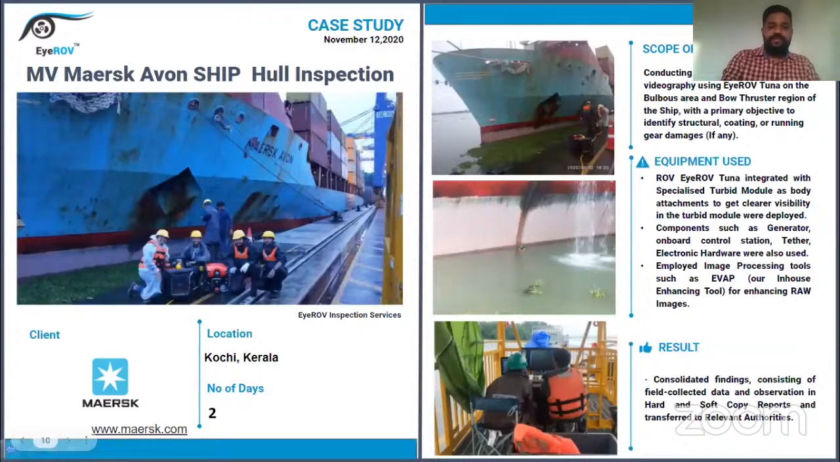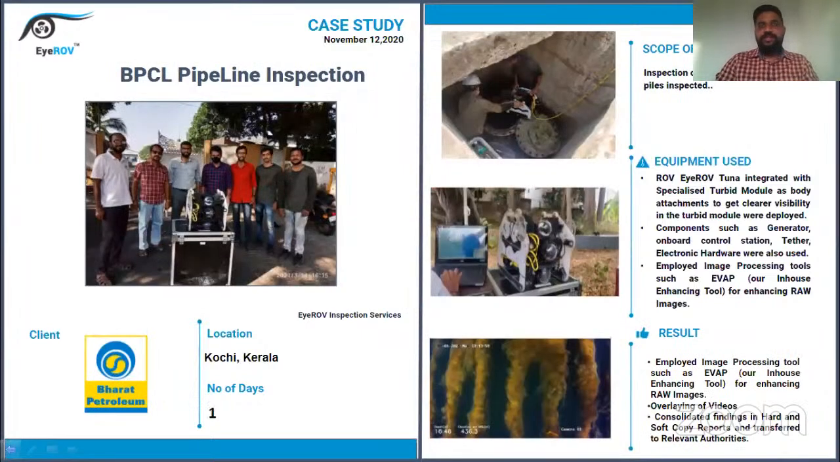For the pipeline inspection, like I said before, the ROV can enter very confined locations. In the top corner, you can see that you can deploy the ROV in very confined spaces from manholes. We can control it using our control station, and the whole structural integrity of the pipeline can be assessed using the videographic footage. This was a survey done for a BPCL pipeline inspection in Cochin itself.